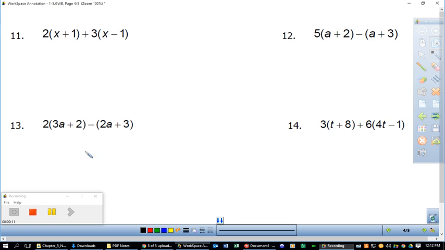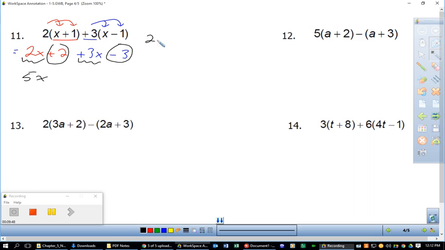All right, last page that we've got of these. First, we'll take and distribute the 2 to the x plus 1 here. So 2 times x, 2x. 2 times 1 is plus 2. Okay, next we've got a plus 3, so positive 3 times x is plus 3x. Positive 3 times negative 1 is negative 3. So we'll combine some like terms. We've got 2x plus 3x, so that's a total of 5x, plus 2 minus 3, so negative 1, so minus 1. 5x minus 1.